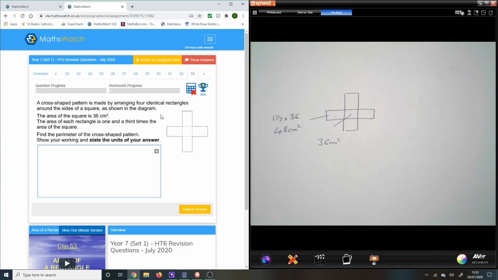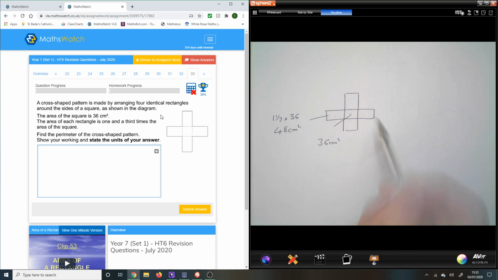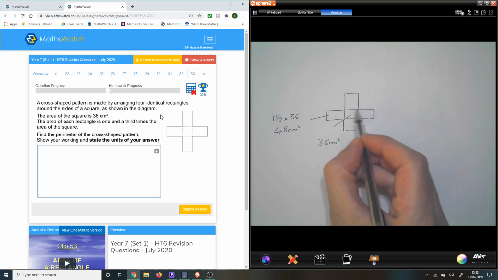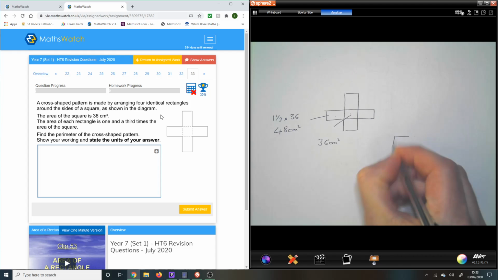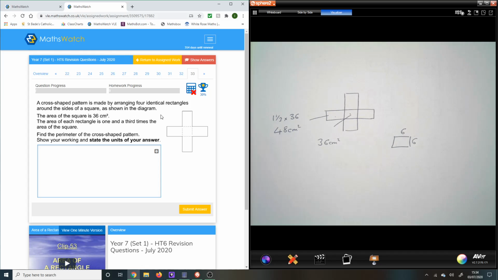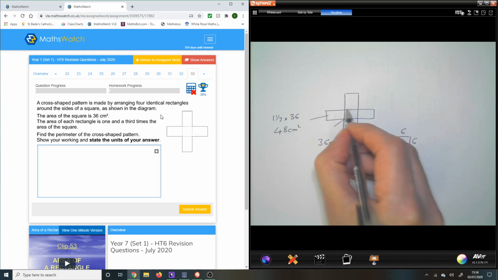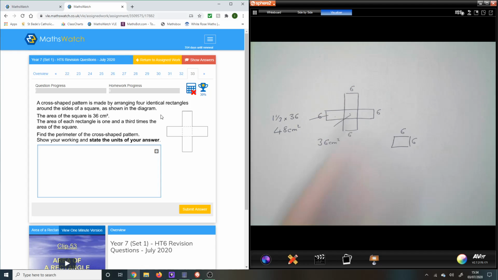Okay, but it's a perimeter question, so we need the areas, but we also need to know these lengths. So if we start with this square in the middle, if this has an area of 36 and it's a square, so we have to say what times what is 36. It has to be the same number because it's a square, so 6. So 6 times 6 is 36. So we know that this distance here is 6. This is 6. So we can write that onto our sketch.